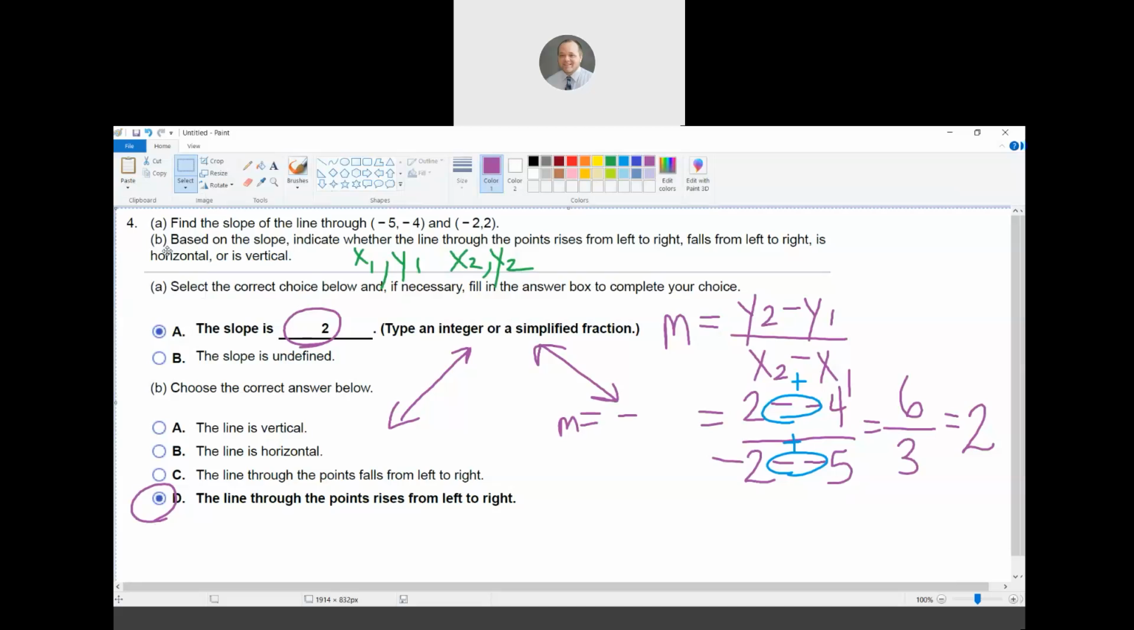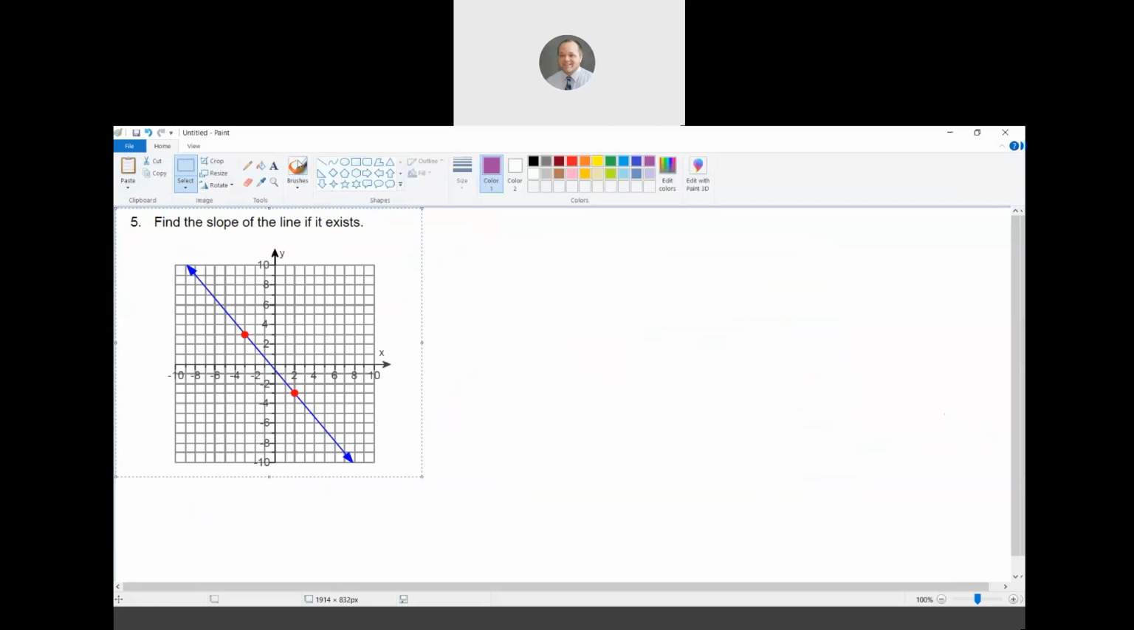For this next question, you're given a graph of a line with 2 points marked. Find the slope of the line if it exists. You can use your slope formula, or you can use the formal definition of slope, rise over run.